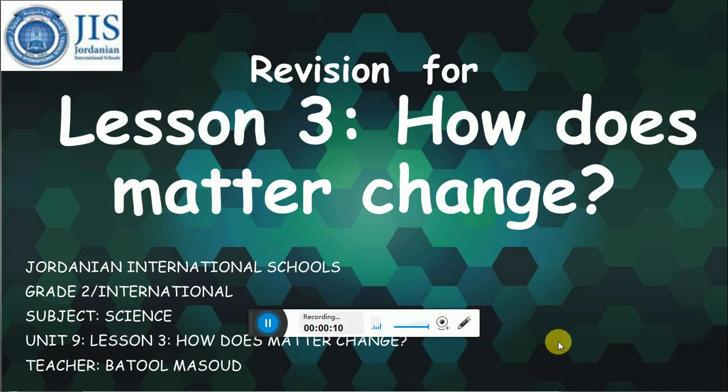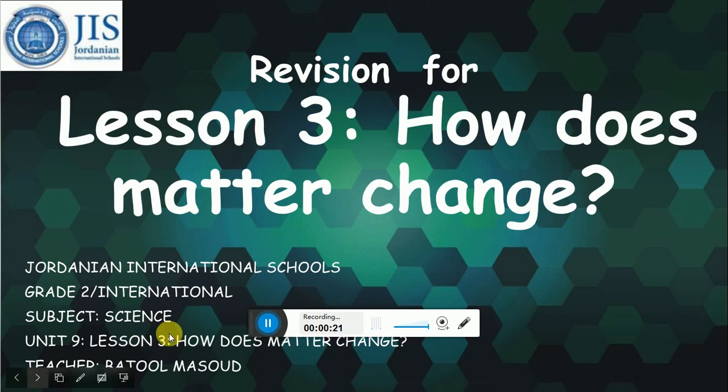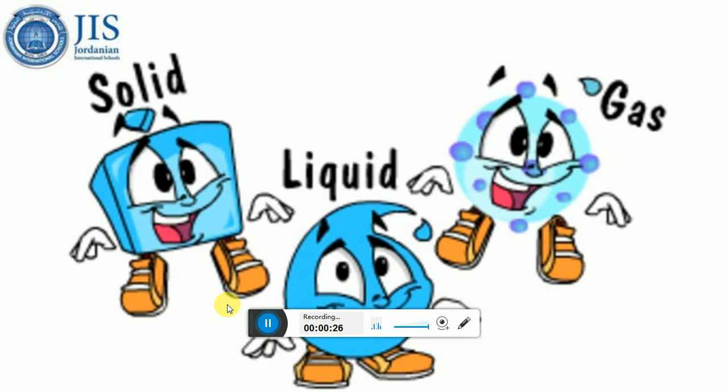Today we're going to revise the lesson that we have learned. It's about the changes to matter. So far we've learned 4 changes that we can do to matter by changing the temperature. We can change the matter from solid to liquid and then change the matter from liquid to solid. And we can also change the matter from liquid state to the gas state and from the gas state to the liquid state.